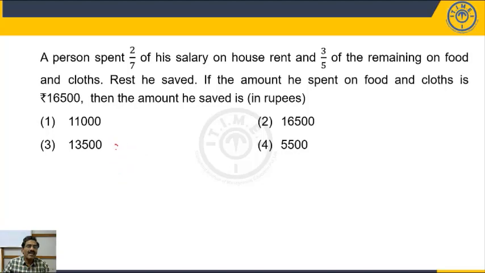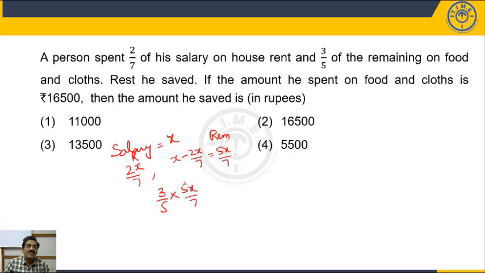normally what we will do is let the salary of that person be x. So 2 by 7th of x means 2x by 7 he spent on rent. So the remaining is how much? Out of x, 2x by 7 is spent, so 7x minus 2x, 5x by 7 is remaining, or not? Out of this remaining 5x by 7, 3 by 5 is spent on food and clothes. So 3 by 5 times 5x by 7. That means 5 cancels, 3x by 7 he has spent.